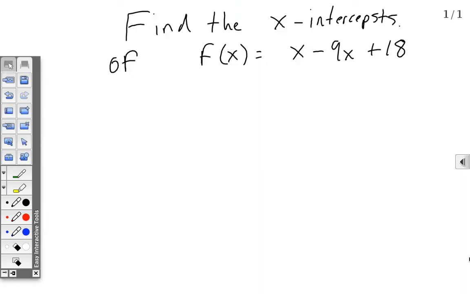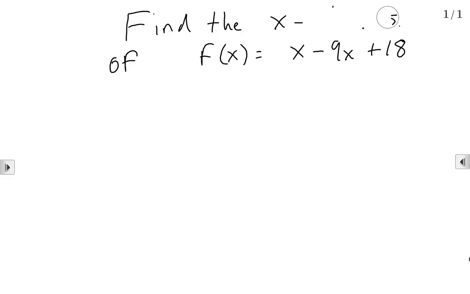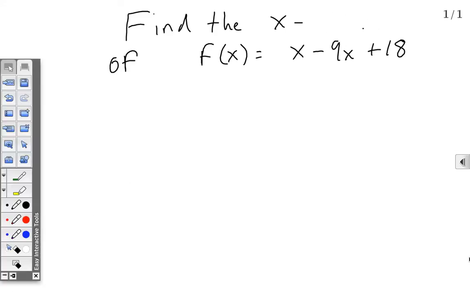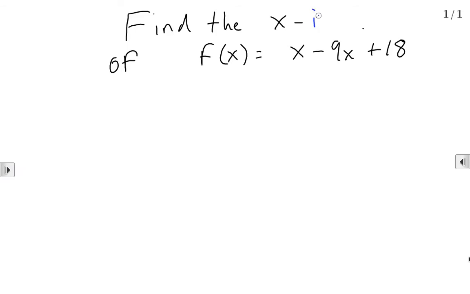Okay, congratulations for making it to the last example for tonight's homework. Awesome of you to stick with it. As I read this now, I realize I may have spelled x-intercepts wrong. So let's go ahead and clean that mess up. We are not looking for the intercepts. We are just looking for the x-intercepts.